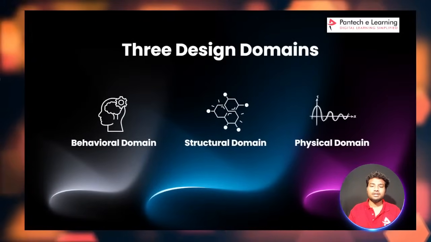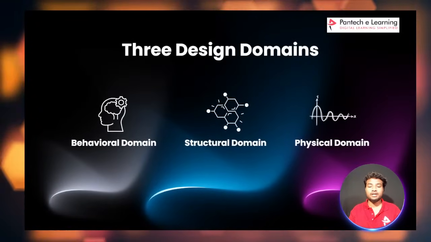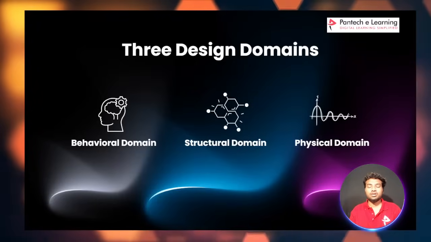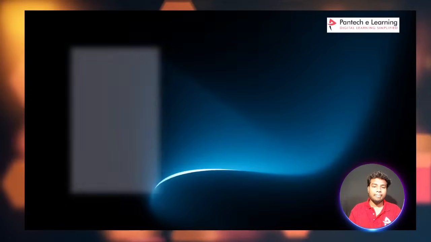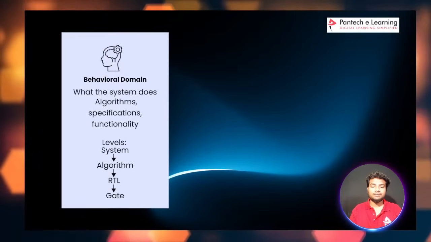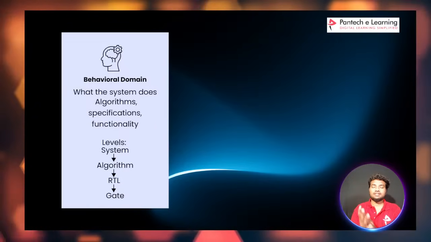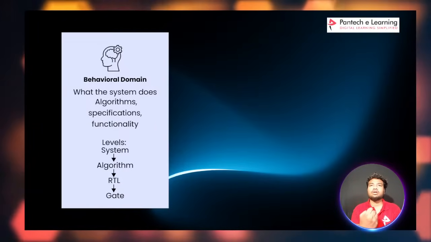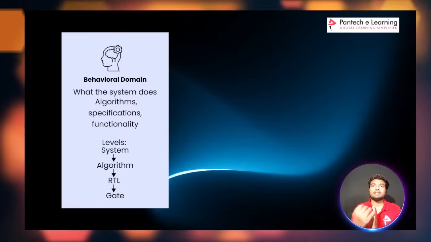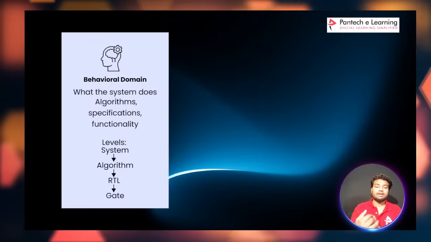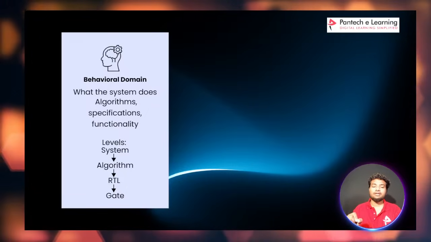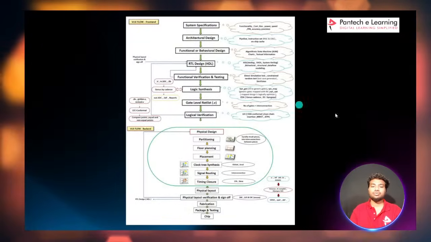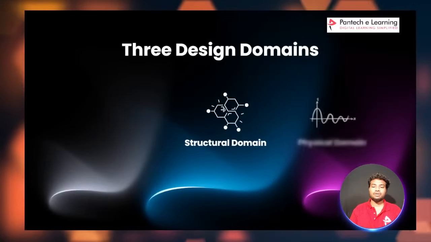There are three design domains: behavioral domain, structural domain, and physical domain. Let's see them one by one. In the behavioral domain, they start from the system and then write the algorithm, which is like an FSM. Then they write the Verilog code, RTL code, and then convert the RTL code into a gate level netlist. We already saw this in the flow diagram, which is why I have given it in these slides.